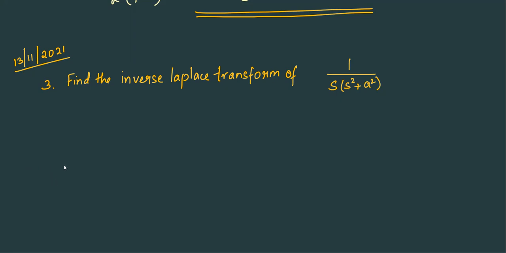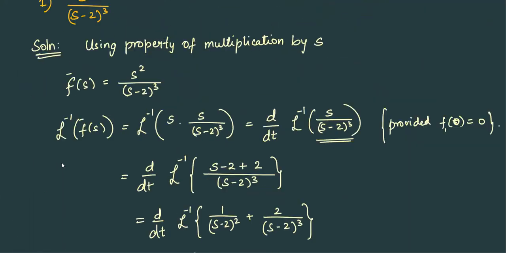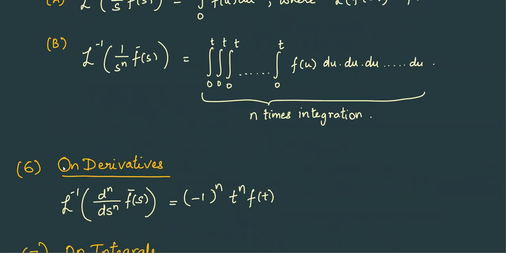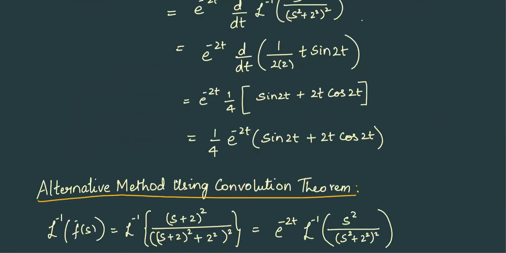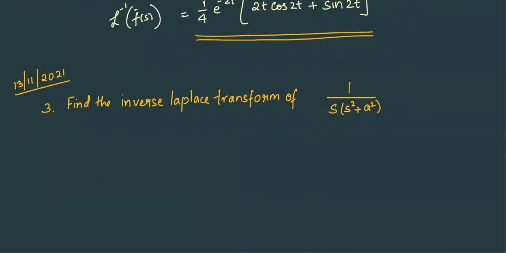So if we go to the properties, multiplication by s results in derivative, but division by s results in integral. So let's see. Now we know that Laplace inverse of 1 by s square plus a square is 1 by a sine at.